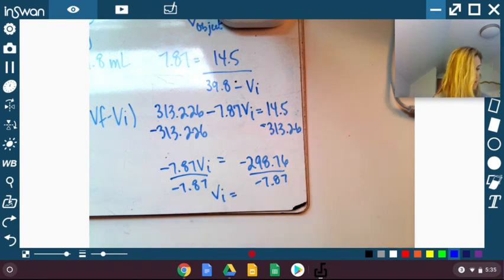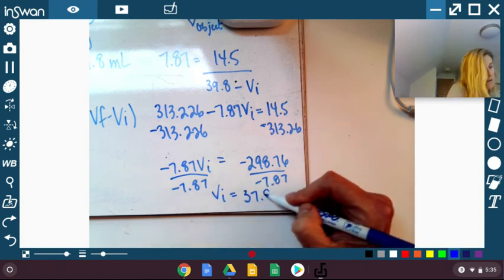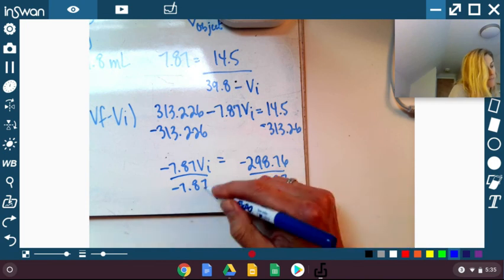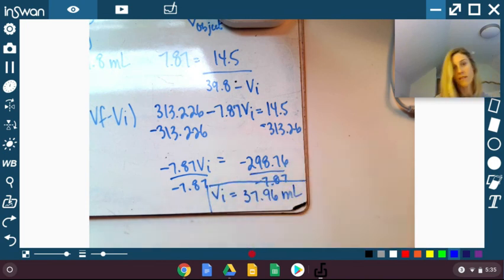So 298.76 divided by 7.87, and I got 37.96 milliliters. Now, I would always make sure that that makes sense, because the initial volume should always be lower than the final volume, since the final volume is after the object has displaced. So 37.96. Oh, I'm sorry, this is the initial volume, so this should be less. So, yes, this is less than the final volume, which is 39.8. So at least it logically makes sense, because if this was greater, then I know I did something wrong.